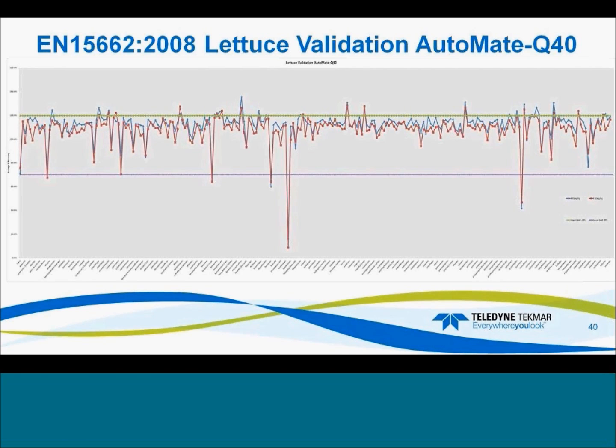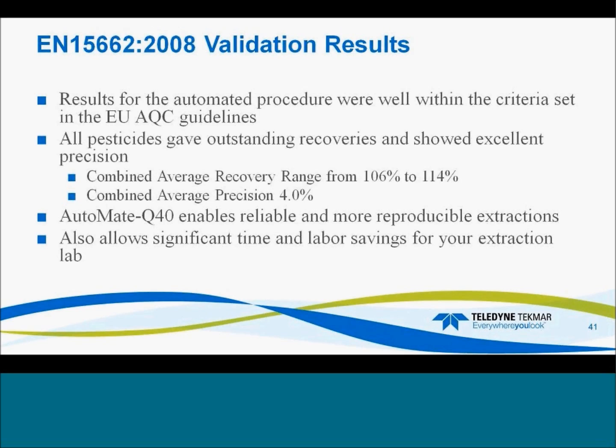And as we move through, we also did a lettuce validation. As you can see, 70 to 120 also. Not as many compounds fell outside the 70 to 120%. But where the kicker is, the results for the automated procedure were well within the criteria set by the EU AQC guidelines. We met all their requirements for a full validation.